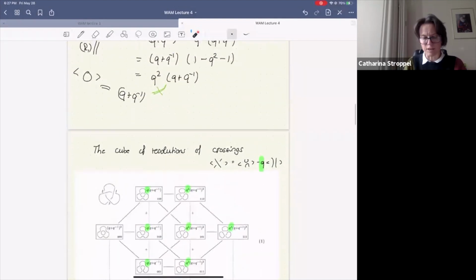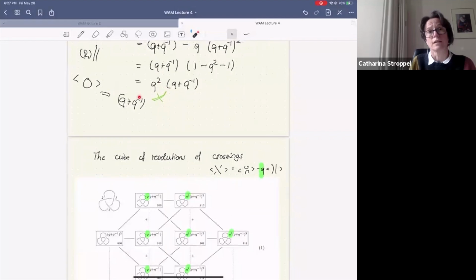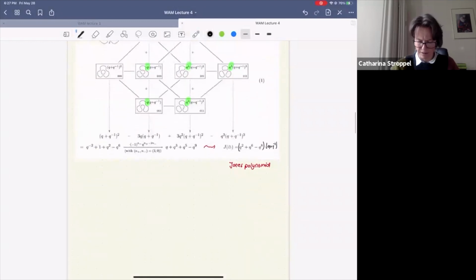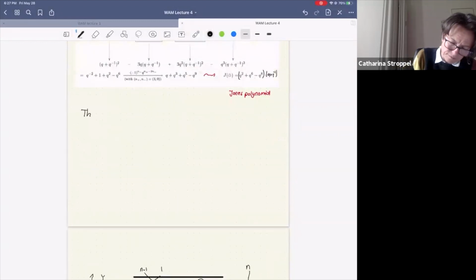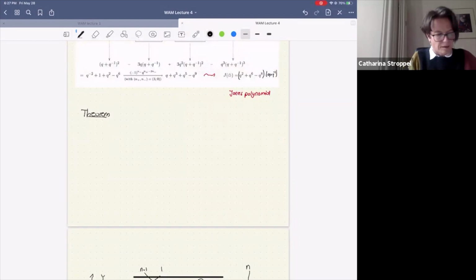But now we had this problem that this was not really the correct thing. And now I want to fix this. And the fix is the following theorem. So this is the so-called Jones polynomial.